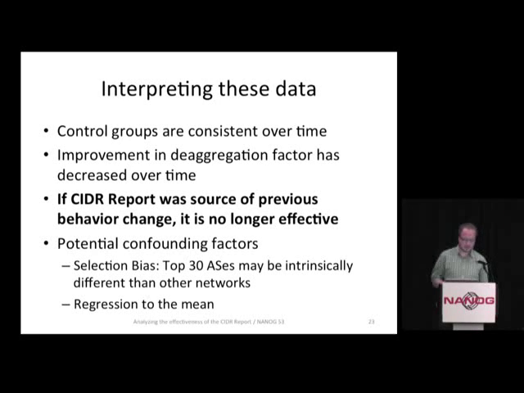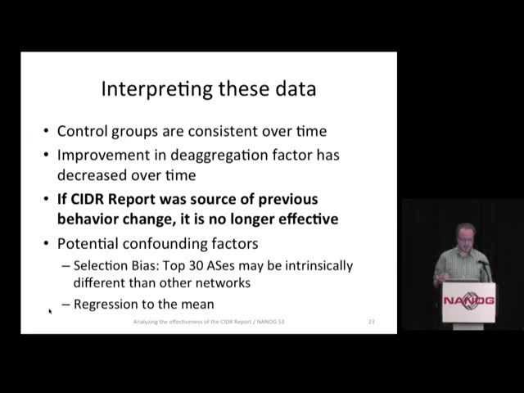There are some confounding factors here that I just should point out. First is selection bias. What this means is that the ASes that appear on the CIDR report may be intrinsically different than other ASes in the network, and indeed they are often large access providers or things like that. And so we may be measuring something else about them. This is difficult to control for.